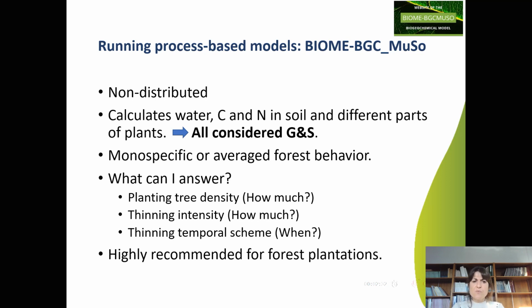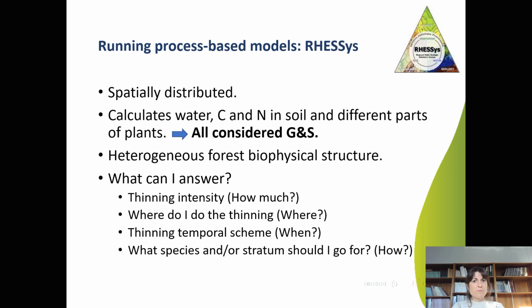So what can I answer with this model? This model is really good to answer how much in terms of forest plantation. So which one will be my optimum tree density? The thinning intensity, of course, how much, and the temporal scheme. When do we have to do the next thinning and the next one? And we say it is highly recommended for forest plantation or any homogeneous forest you want to work with.